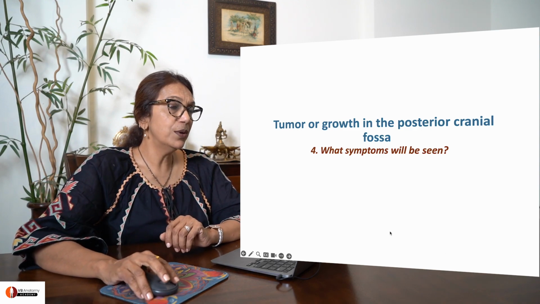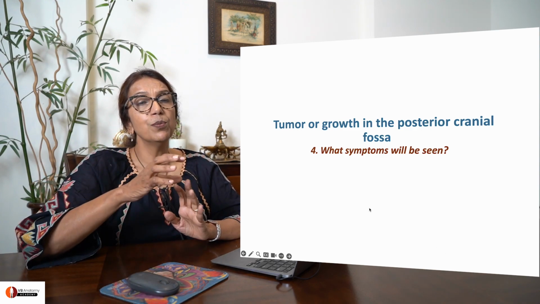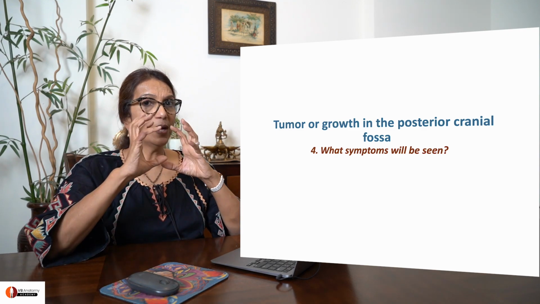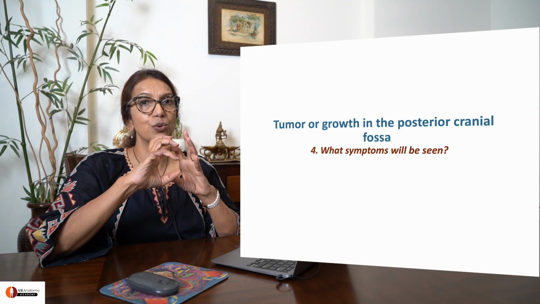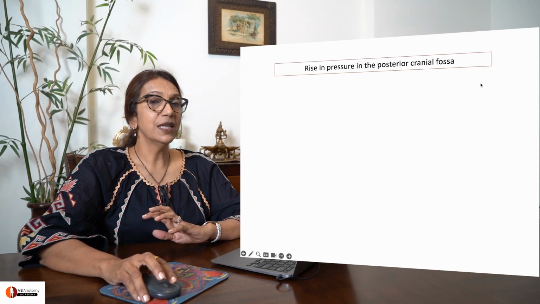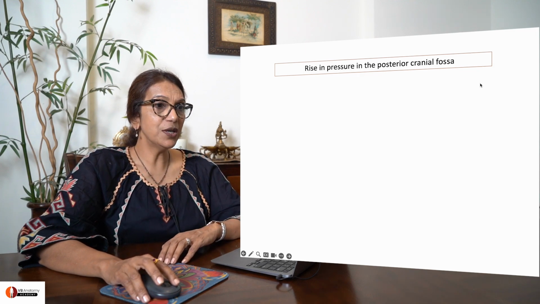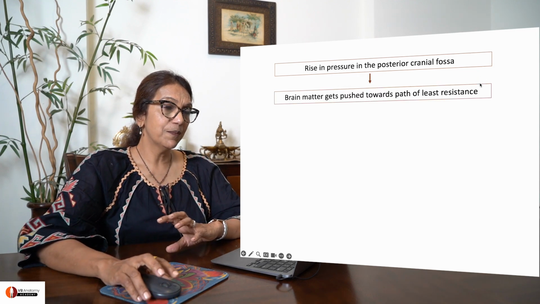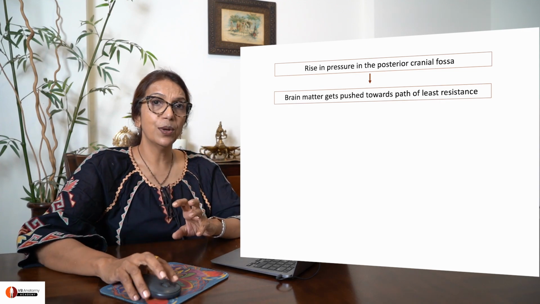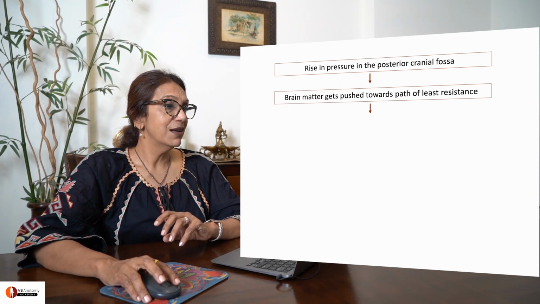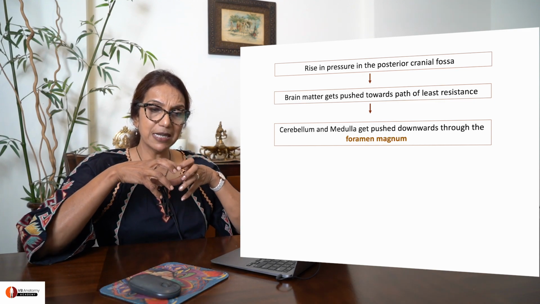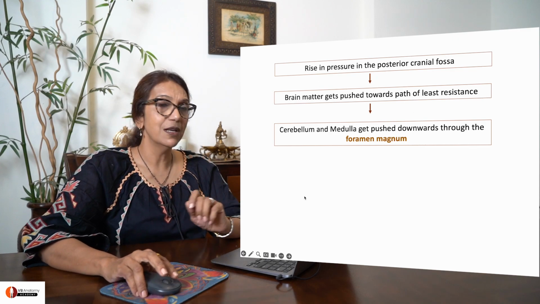Let's finally talk about, suppose there is just a growth of a tumor in the posterior cranial fossa. See, posterior cranial fossa is here. It's quite a limited space. If the tumor begins to grow here, there is increase in the pressure in the posterior cranial fossa. When pressure increases, the neural tissue is pushed out of the only possible hole available, okay, which is the point of least resistance, which is your foramen magnum. So the medulla and the cerebellar tonsils are under pressure to exit out from this foramen magnum.